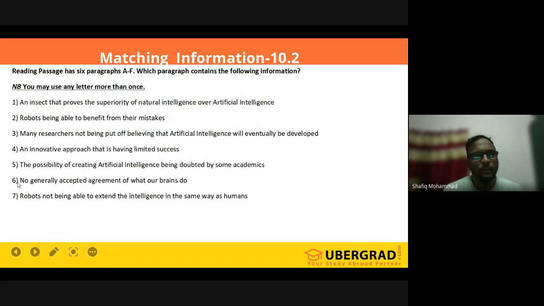Yes, something related to brain is here. See, no generally accepted agreement of what our brains do. So he's talking about, obviously, brains are quite superficial, right? Isn't it? So it should be a paragraph belonging to number six. Yes, number six is the A paragraph.